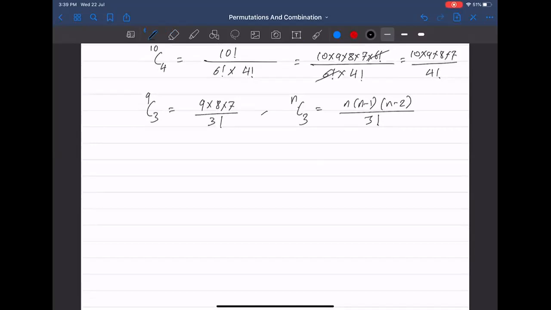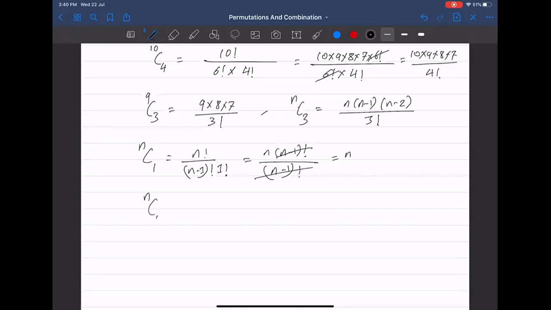Okay, now my next question is, what will be NC1? Out of N objects, I have to select one object, so what will it be? That would be simply n. And if you use the definition, this will be n factorial over (n minus 1) factorial into 1 factorial, which will be n into (n minus 1) factorial divided by (n minus 1) factorial, and finally the answer is n.